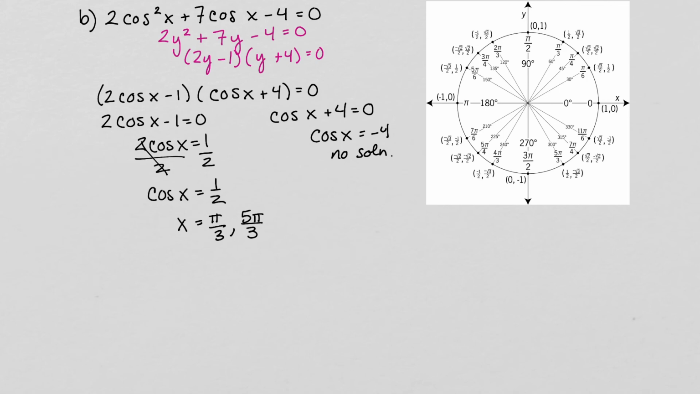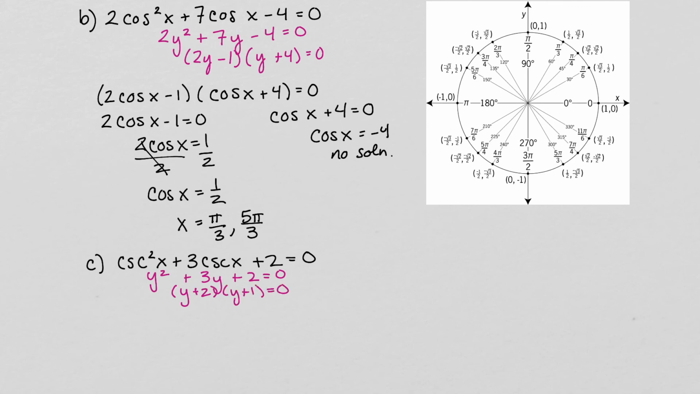And we'll do one more. I think I can fit it down here. So C: cosecant squared x plus 3 cosecant x plus 2 equals 0. So again, if you need to, you can think of this as y squared plus 3y plus 2 equals 0. So this would be y plus 2, y plus 1 equals 0. Or we're saying that the cosecant of x plus 2 times the cosecant of x plus 1 equals 0.